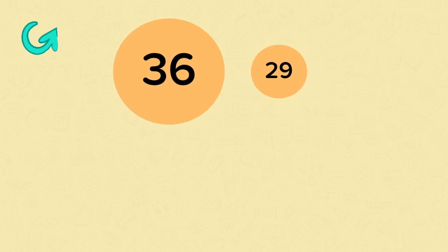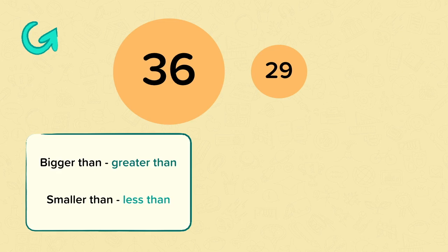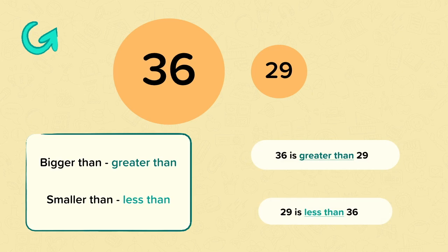To start, we look at comparing these two numbers, 36 and 29. 36 is the biggest number. But when we're comparing numbers, instead of saying that a number is bigger than another number, we say that it is greater than. And instead of saying smaller than, we say less than. So to compare these two numbers, we can say 36 is greater than 29, or 29 is less than 36.